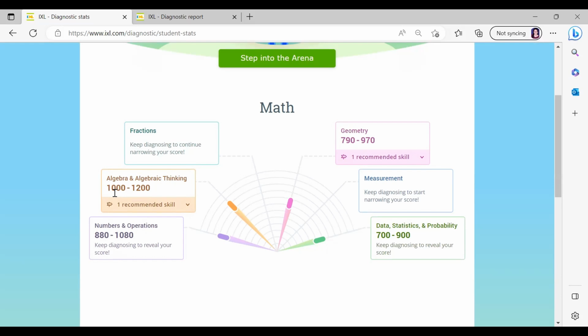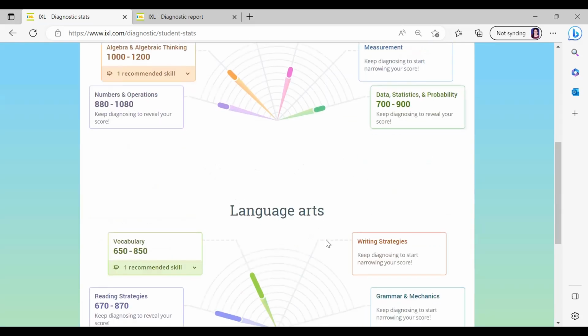They say you are at the 10th to 12th grade level and give you a recommended scale as well. And then for geometry, it's from 790 to 970, so that means the 7th to 9th grade level. They already give you some diagnostic result, but you can diagnose more. And the measurement was never diagnosed, so there's no result there. And data, statistics, probability, they did some diagnostic, but it's not fully done yet, so you cannot tell much.